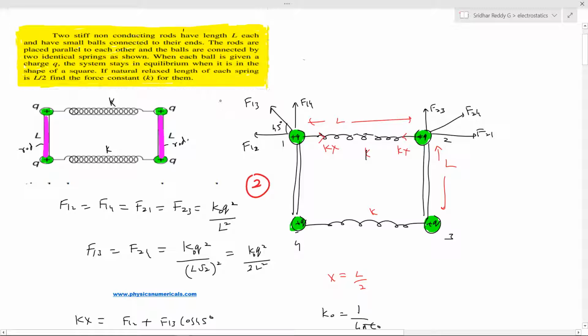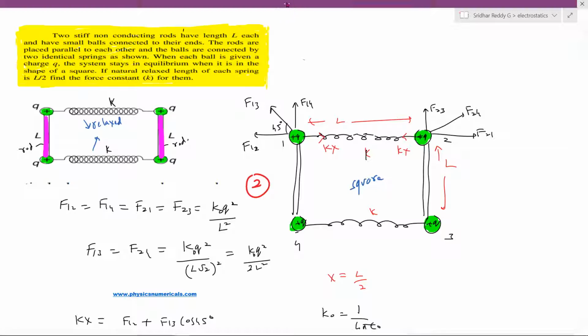The system stays in equilibrium when it is in the shape of a square. So here is the square I have. If the natural relaxed length of each spring is L by 2, find the force constant K for them. Okay, I think you got it. The moment I release the system, initially what is the state of the springs? Both are relaxed.